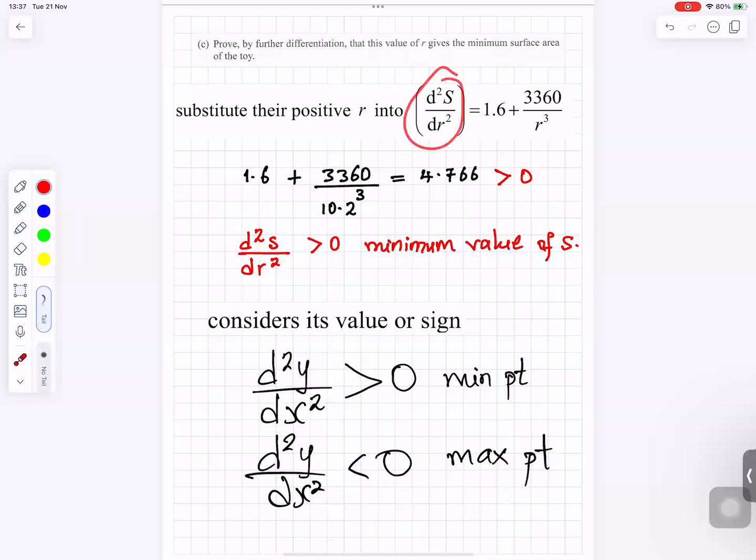So you differentiate the second time, you get that expression. And when you put 10.2 for r, the answer is bigger than 0, so it's a minimum value for s. So when you differentiate the second time, if it's bigger than 0, it's a minimum. When it's less than 0, it's a maximum. Try and memorize that.